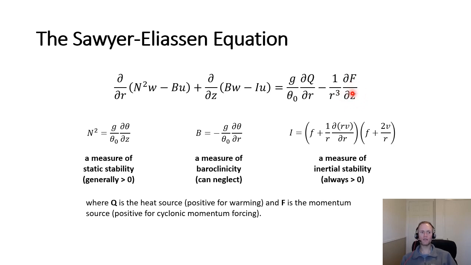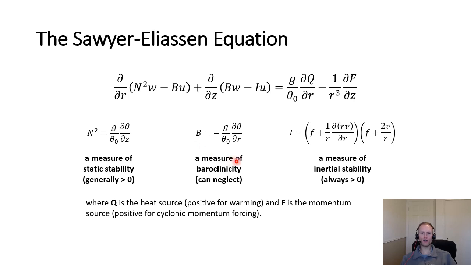Now this response is modulated by three different coefficients, this N squared, B, and I that we see here. N squared is a measure of static stability. Note this dependence on the change of potential temperature with height. In general, unless you have a dry adiabatic lapse rate, which is highly atypical within a tropical cyclone, this is going to be a positive value.